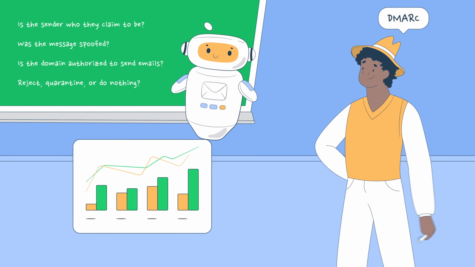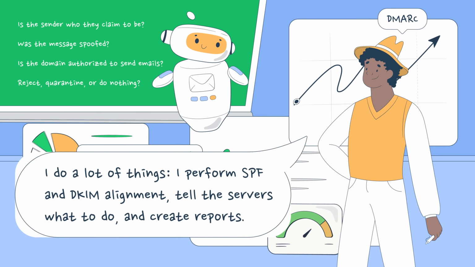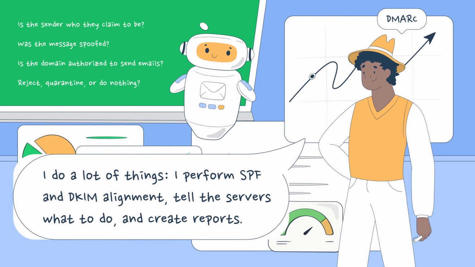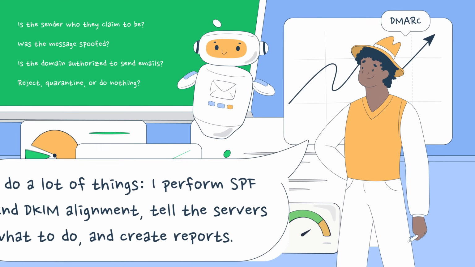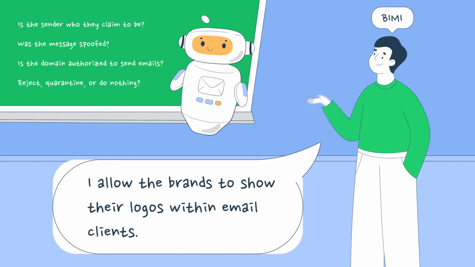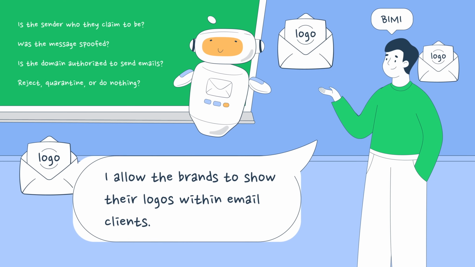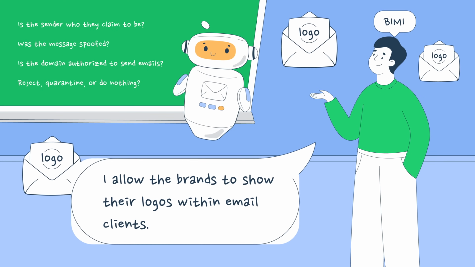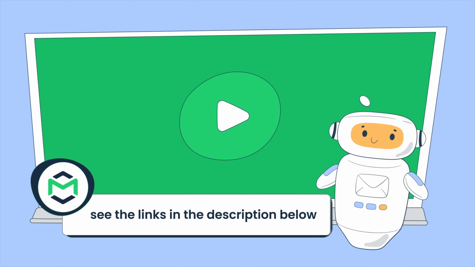DMARC is more of a policy than a traditional email authentication protocol. It leverages SPF and DKIM, performs alignment checks, instructs servers on what to do if either of these protocols fails, and provides reports on each check to detect spoofing immediately. Finally, there's BIMI. It enables the use of brand-controlled logos within the supporting email clients. So if the email is sent from a legitimate company or brand, their logo will be displayed in the recipient's email client. To learn more about each of these protocols, watch our dedicated videos.